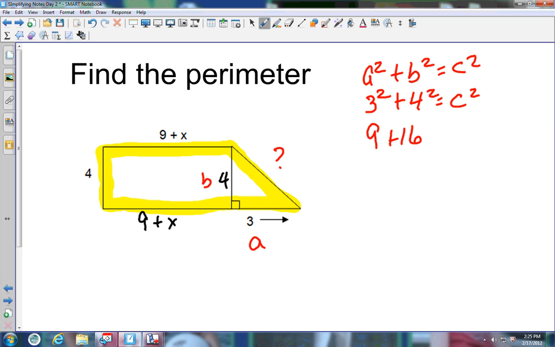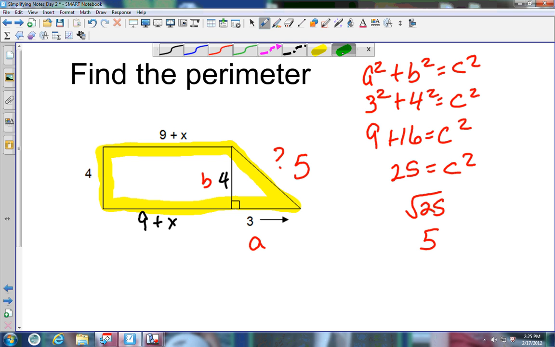9 plus 16 equals c squared. 25 equals c squared. Take the square root of 25, and it's 5. So this side is 5. So now to find the perimeter, you would add up what I'm highlighting in the green.